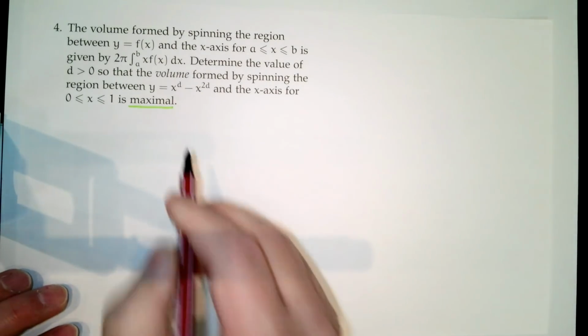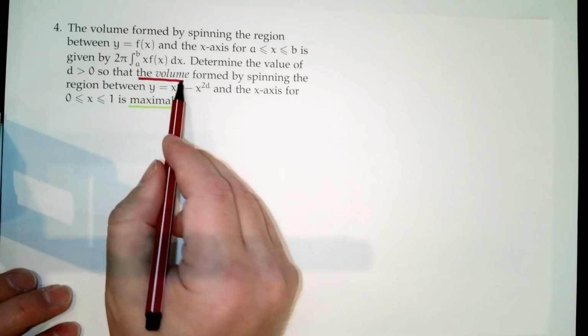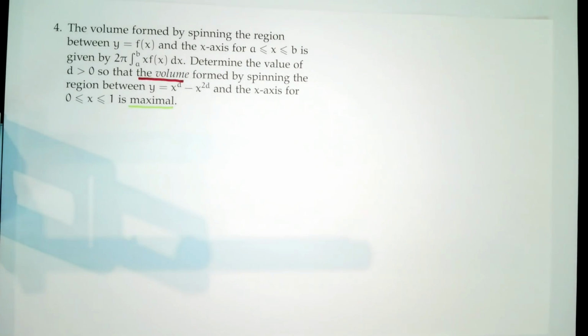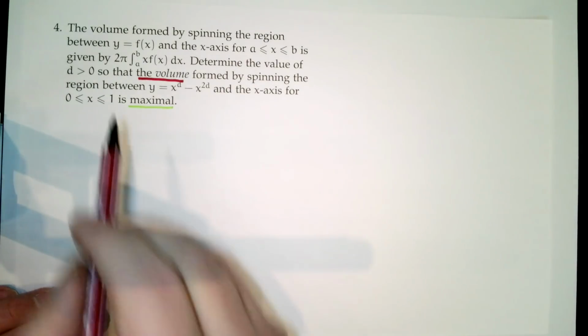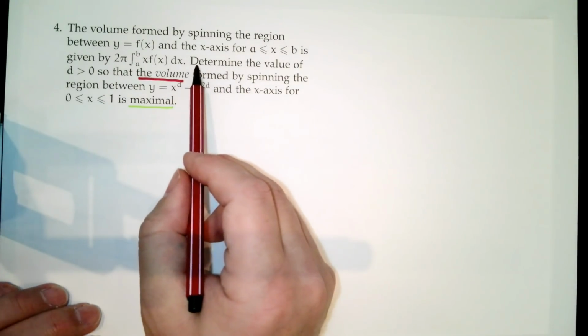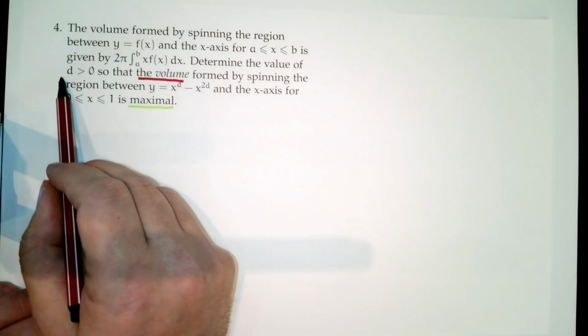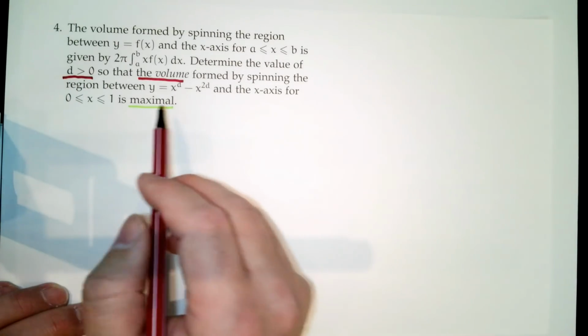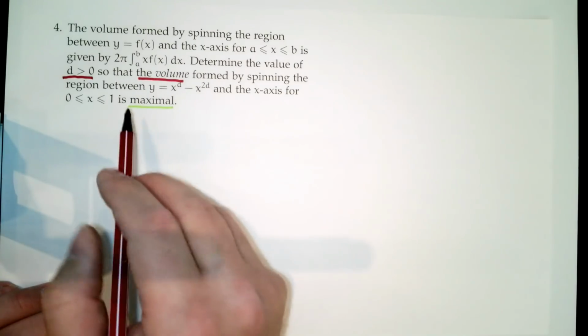Well, what I'm optimizing is the volume. So what I have to do is come up with an expression for the volume in terms of what I'm trying to choose. And in particular, here's the key. Determine the value of d. So we've got to find this d. So what I'm going to do is I'm going to say, okay, let's find the volume.